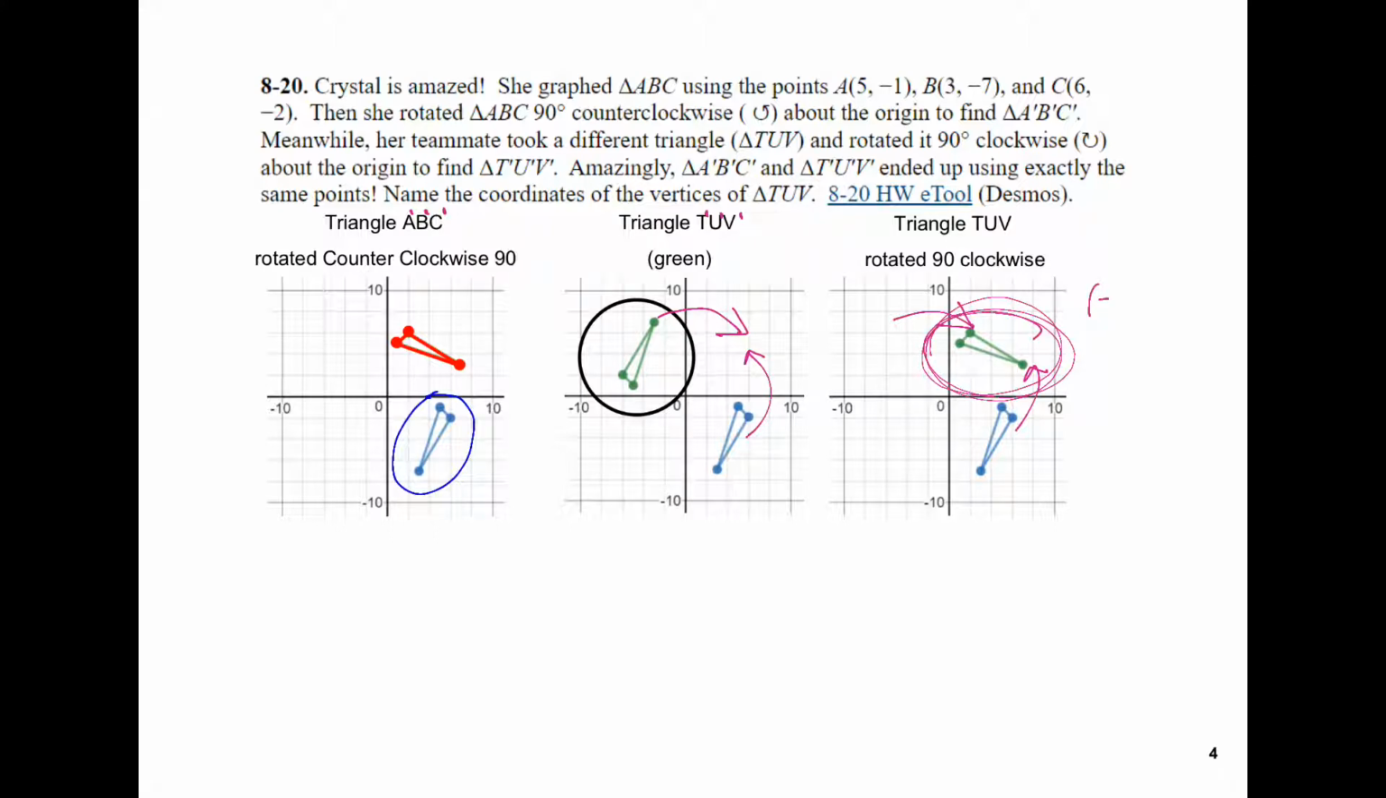-5. Looking at this new triangle we created, our coordinates, our ordered pairs, would be (-5, 1), (-6, 2), and (-3, 7).